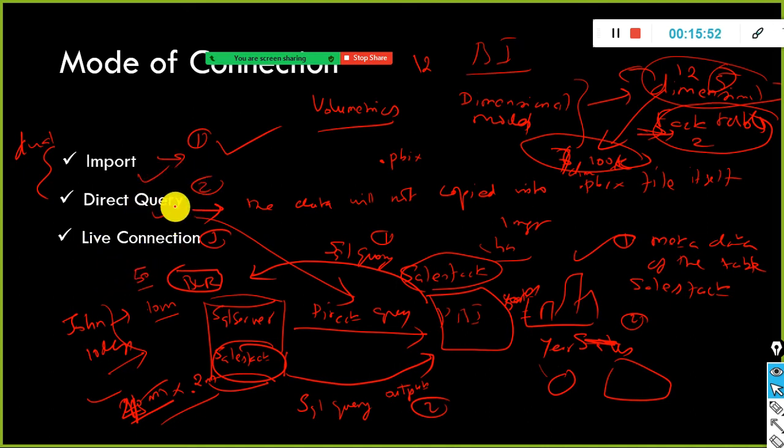See, just assume that in the fact table you have 500 million records. If you use the import mode, what will happen? 500 million records have to be imported from here to here. It is something like downloading a big file. If you download a big file, what will happen? Downloading itself takes 7 hours or 10 hours.